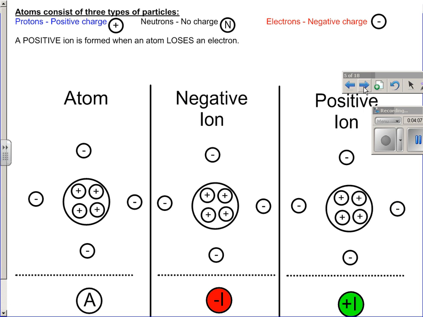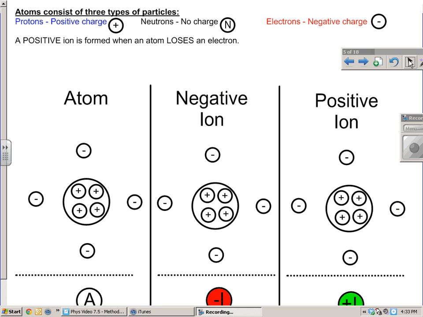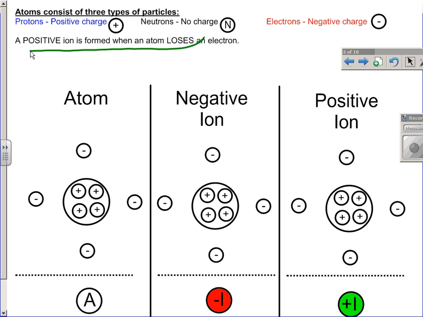Conversely, you can also have positive ions. Positive ions are formed if the object loses an electron. All right. So when you lose an electron, then what you get is that. Okay. So now we've lost an electron, and as a result, now we have 4 positives and 3 negatives for a net of 1 positive. So this is now a positive ion. It has more positive than negative. Okay? So that is what is going on there.